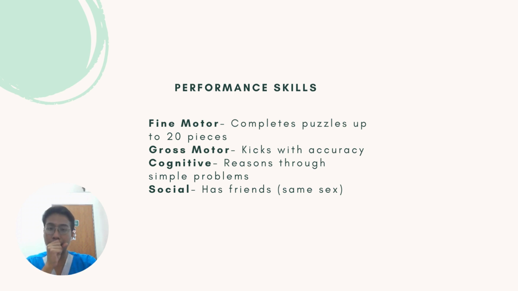Performance skills include, you can see that, completes puzzles up to 20 pieces. Before this, around 0 to 2, it was around 2 to 3 or 4 pieces, but now it's developed into up to 20 pieces. And then gross motor includes kicks with accuracy. Last time, right, when they kicked, they just kicked it for fun. That's the exploration. But now they kick with accuracy. They need to hit the target or a specific target.